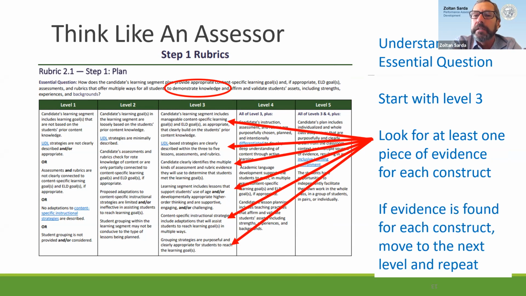And again, this is a process that's useful for peers to be looking at each other's work and doing this process with them, just lining it up. Where's the evidence? Is it sufficient evidence for that construct? If there is, move to the next one.